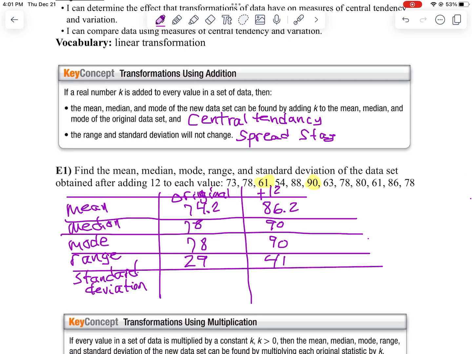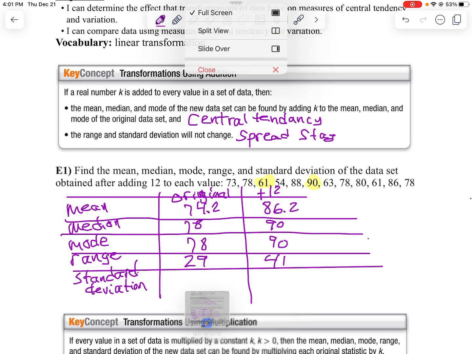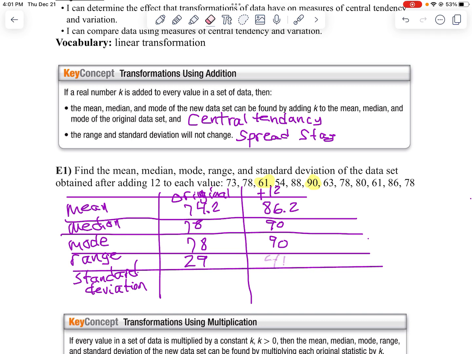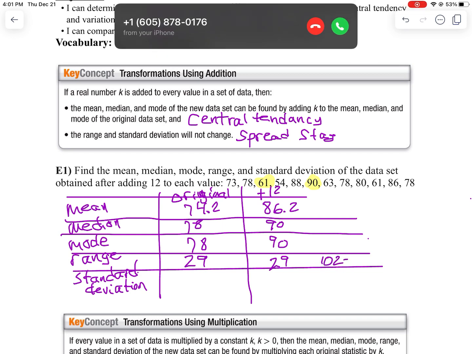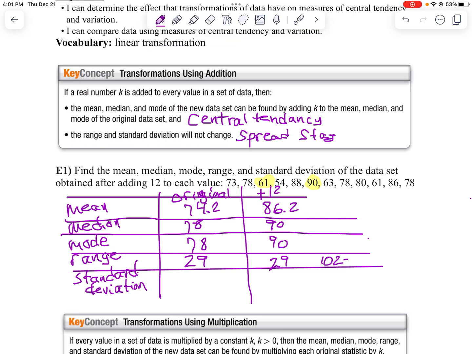Okay. Now, by the way, anybody notice I just violated my rule? My range doesn't change. It's 29. Because if I add 12 to 61, that would be 73, and I add 12 to 90, 90 plus 12 would be 102. And 102 minus 73 is 29.